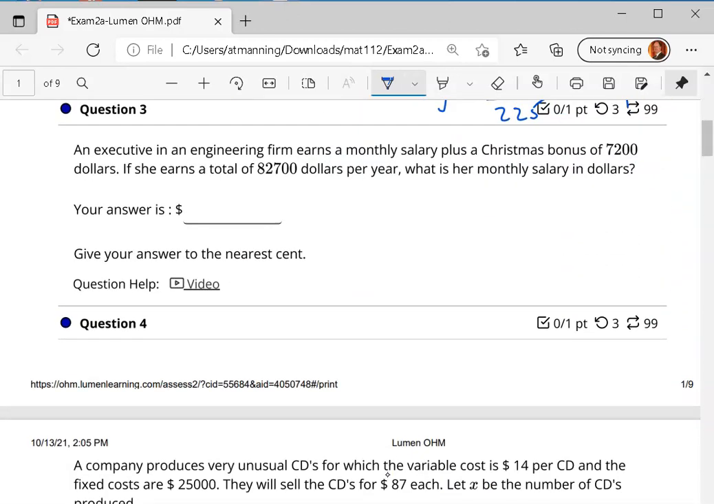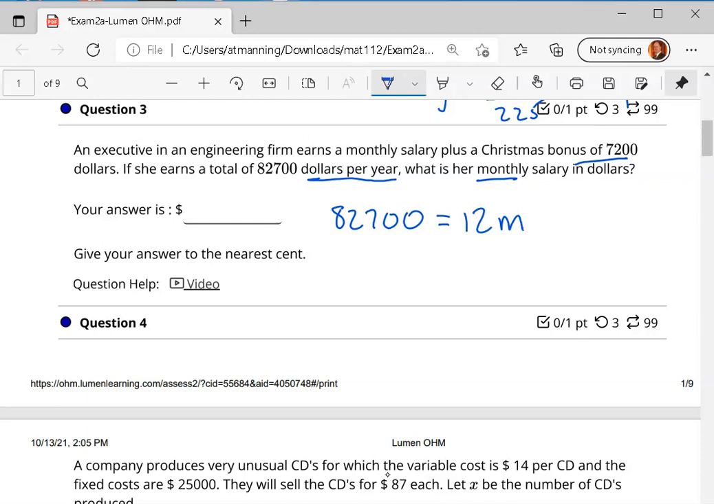We earn monthly salary plus that Christmas bonus. Well, what is our monthly salary in dollars? Well, let's just put it in the equation and we'll solve. Now, here I'm going to use M because they didn't say what letter to use. I'm going to say my total for the year is 82,700, and that's equal to my monthly salary times 12. That's the part that they don't say. They just said her monthly salary she earns per year. You have to see, boy, a year is 12 months. That's the part that's not as obvious.